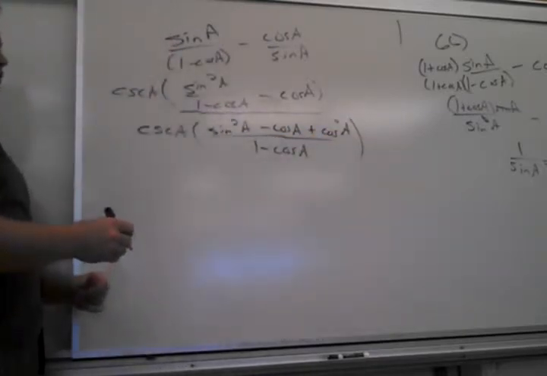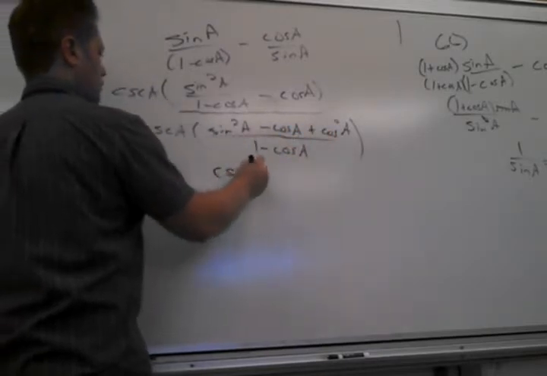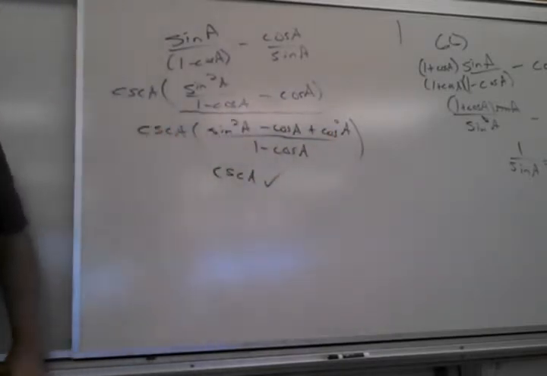Oh, bam. So it becomes 1. Yeah, that's 1. 1 minus cosine over 1 minus cosine is 1. Done. So it was a little bit quicker. Maybe we were about the same length.